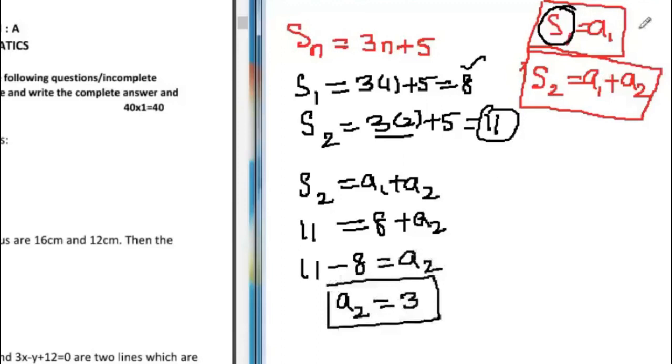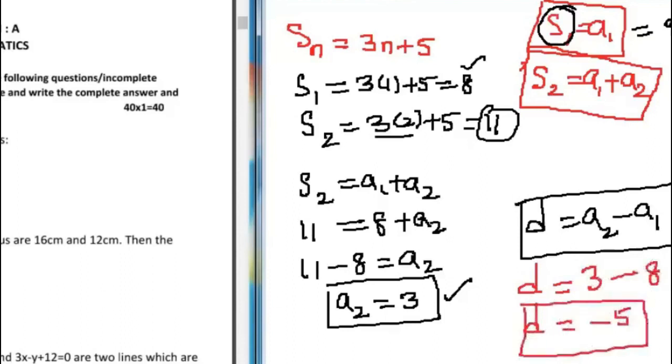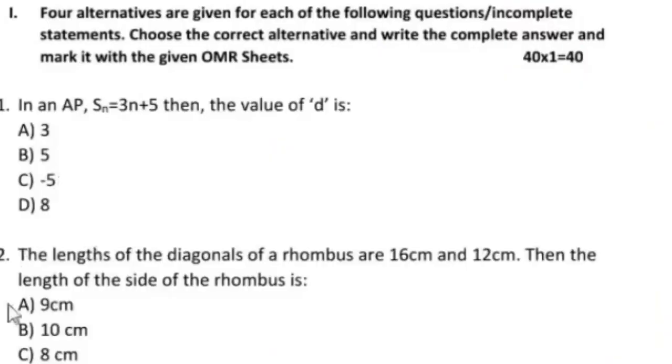I know A1, which is nothing but 8, and I know A2, which is nothing but 3. In the question they are asking to find D. We all know that D value is A2 minus A1. D is equal to A2, we got it as 3, and A1 we got it as 8. So 3 minus 8 value is minus 5. Correct option for this question is minus 5.